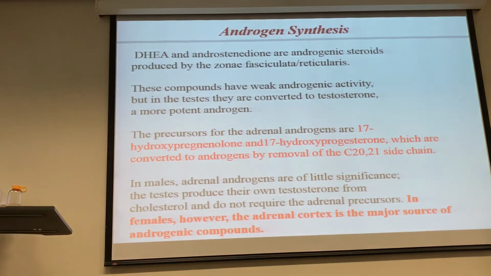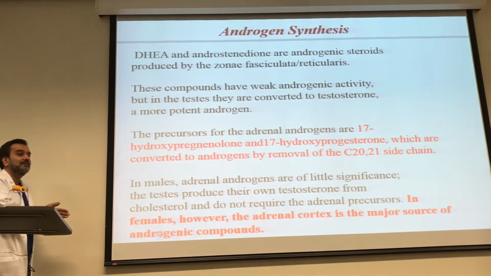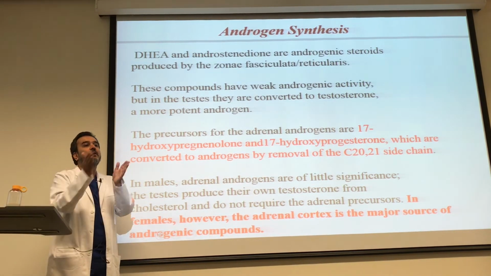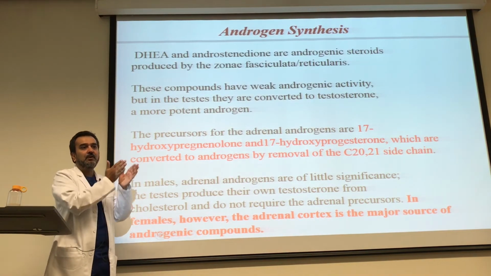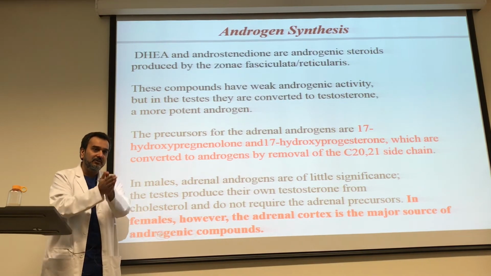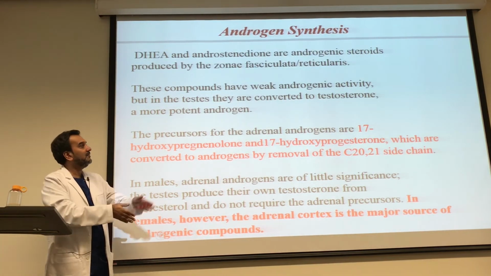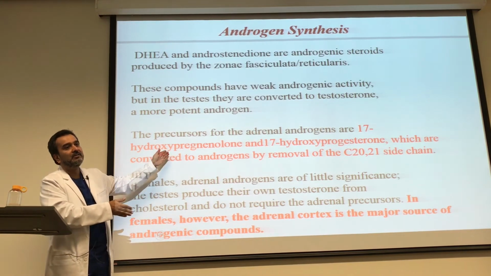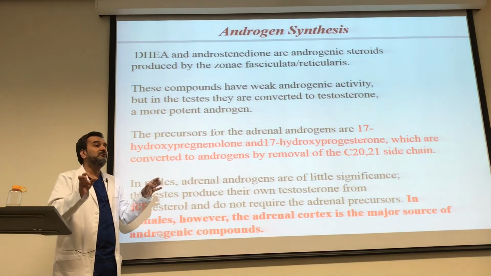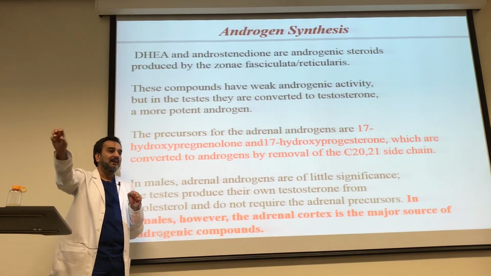The precursor of the adrenal androgen is 17-hydroxypregnenolone or 17-hydroxyprogesterone, which is produced by 17-alpha-hydroxylase from pregnenolone or from progesterone. So from pregnenolone or progesterone, if the enzyme 17-alpha-hydroxylase acts, it is going to produce 17-hydroxyprogesterone or 17-hydroxypregnenolone. Now, if you remember, androgens do not have carbon 20 and 21.